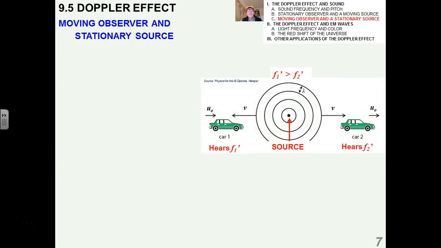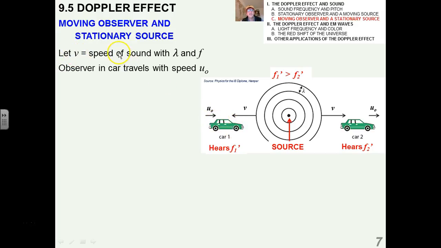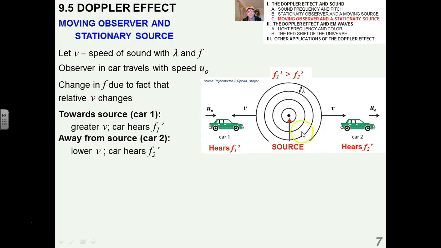Okay, now the moving observer and a stationary source. All right, this is maybe slightly more complicated. We have car 1 approaching the source and car 2 going away from the source. I'm saying that car 1 hears f1 prime and car 2 hears f2 prime. All the variables are the same except that instead of u sub s, I have u sub 0, which is the speed of the observer. Again, v is the speed of sound. Observer in car travels with a speed u0. The change in f is due to the fact that the relative velocity changes. So the person here would hear a higher pitch. The person here would hear a lower pitch, right?